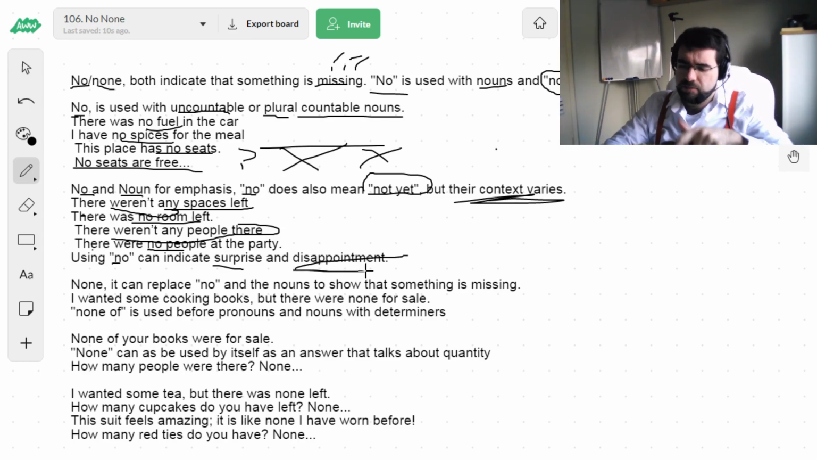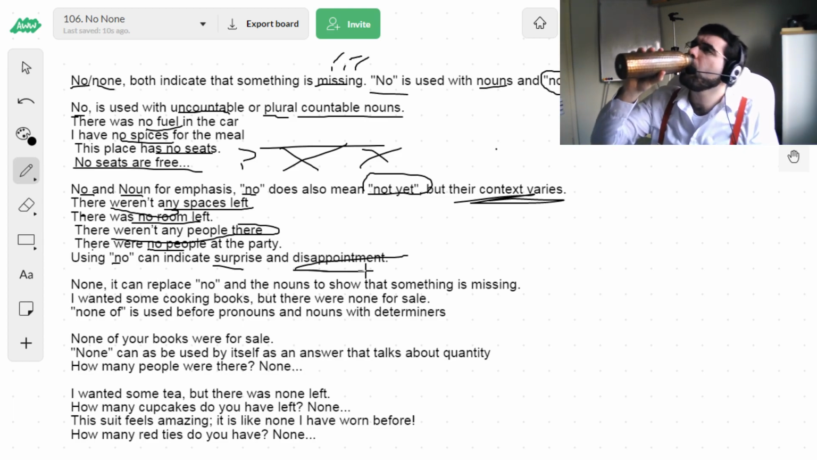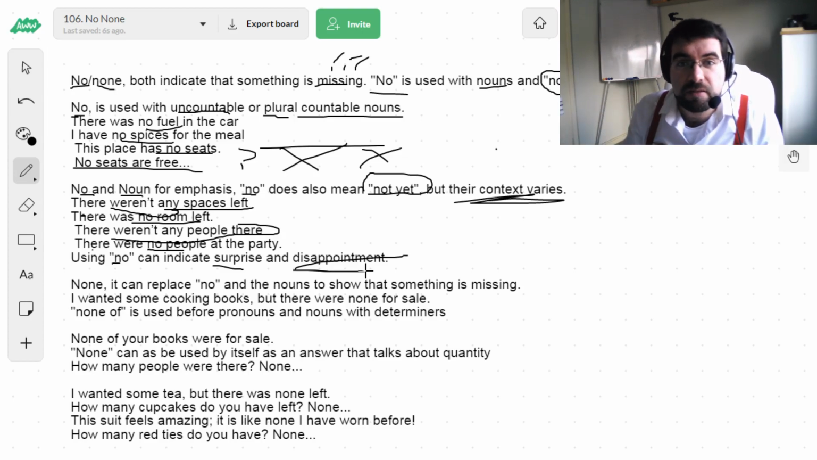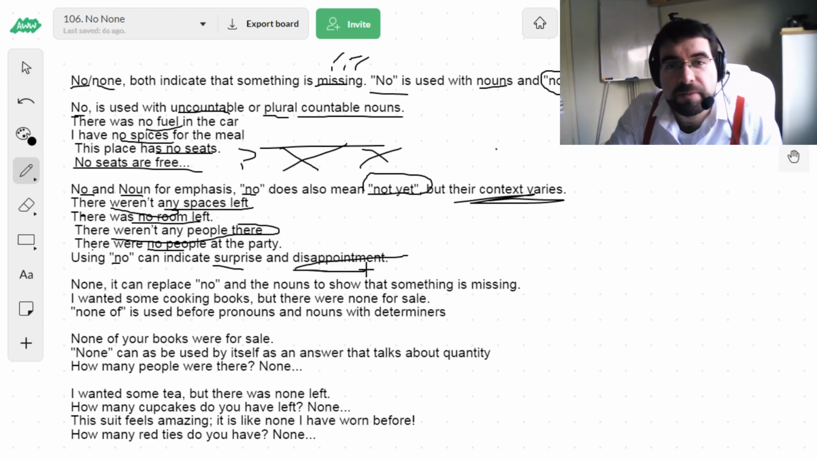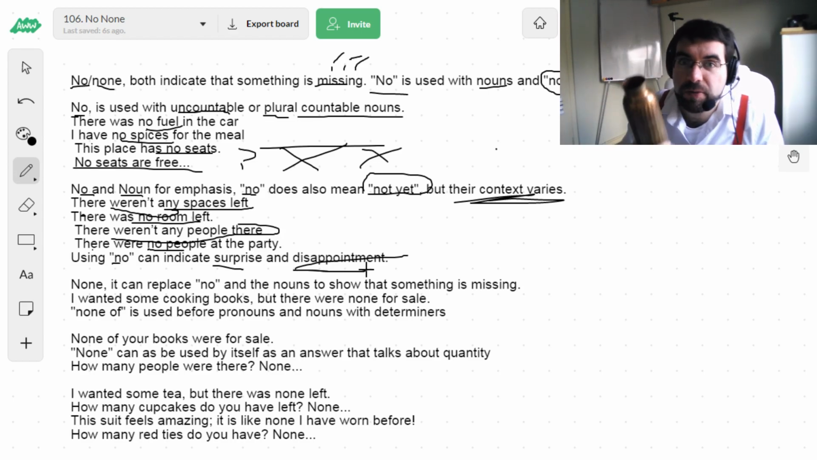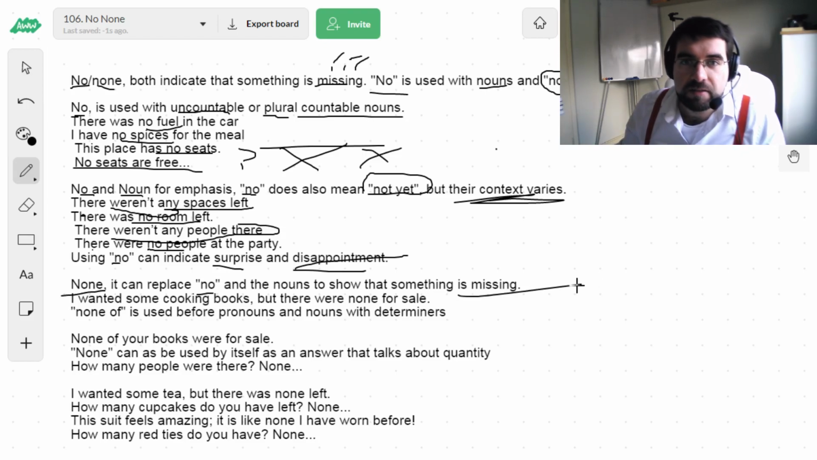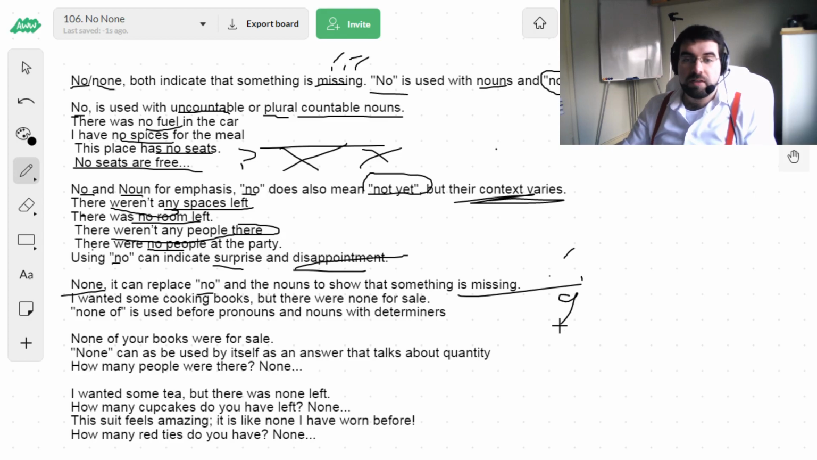Oh, so thirsty. There's no water left. No water, no hope. No survival in the desert. Sahara Desert. No survival. But none can replace no and the nouns to show something is missing. Something's not there, it's gone.